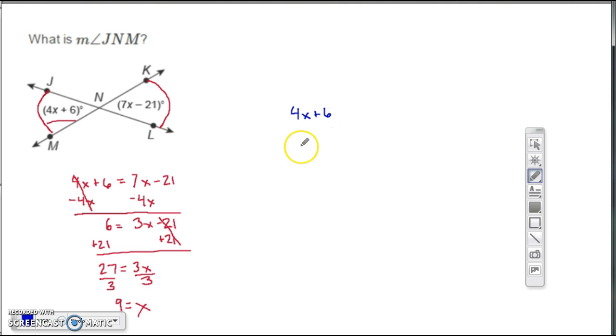Now I know what x is, so I'm just going to substitute 9 in everywhere I see x. So I'm going to say 4 times 9 plus 6. Well, I know that 4 times 9 is 36. Plus 6 gives me 42. So the measure of angle JNM is 42 degrees.